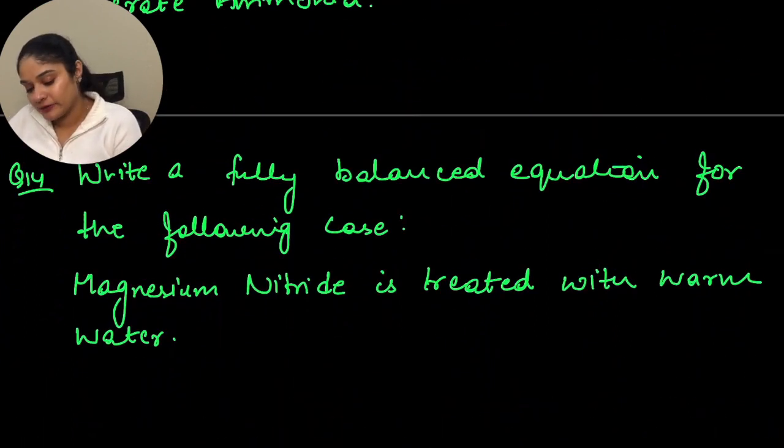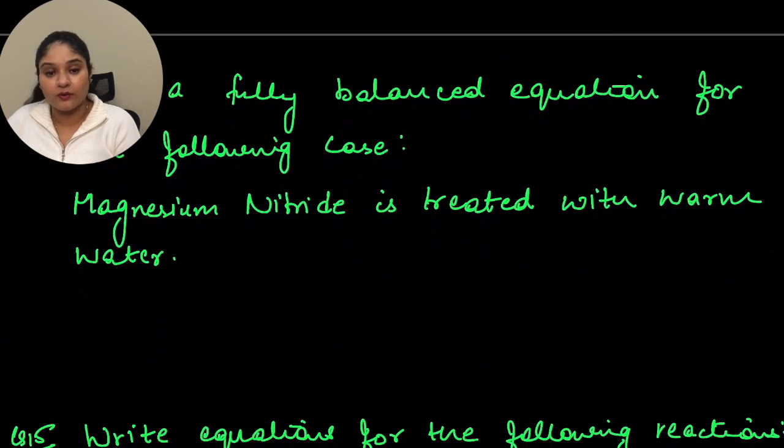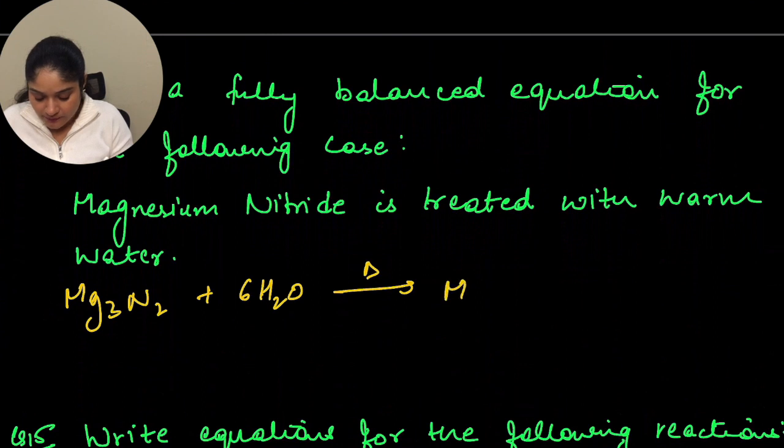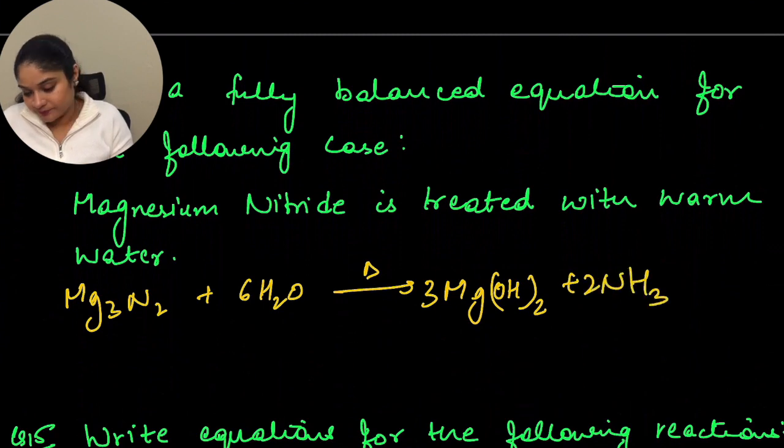Write a fully balanced equation for the following case. Magnesium nitride is heated with warm water. So see, you have that. So Mg3N2 plus water, and then you are heating it. This will give you Mg(OH)2 plus 2NH3, and that's it.